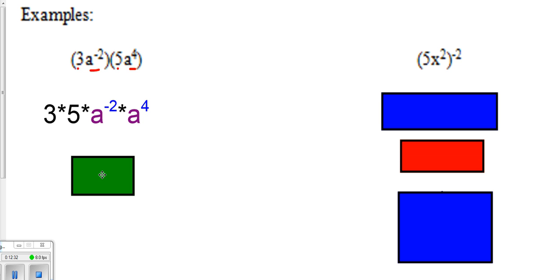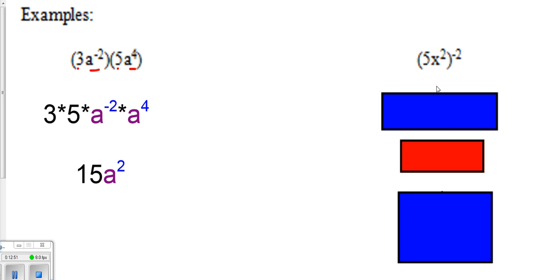Well, 3 times 5 is 15. And when we do a to the negative 2 times a to the 4th, that is a product of powers, so we add them. Negative 2 plus positive 4 is positive 2. So 15a squared.